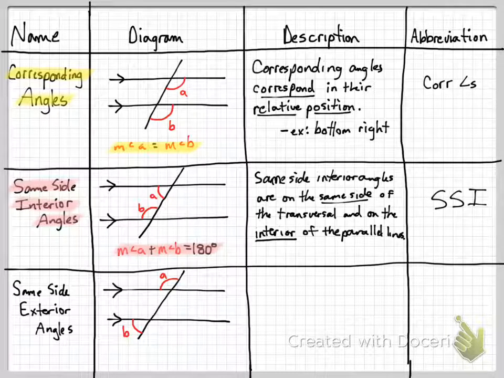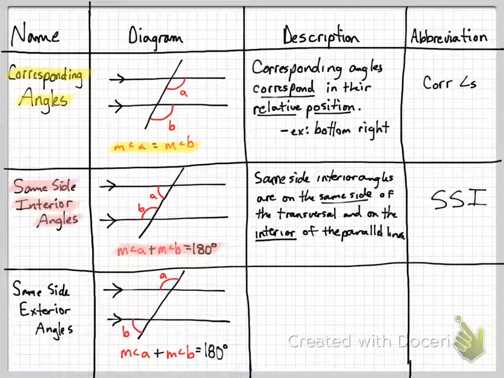And does our equation change for this? No, it's still going to be supplementary. So I still have measure of angle A plus the measure of angle B equals the 180. If I can think straight. All right, and those are going to be highlighted in pink because it's still a supplementary relationship.